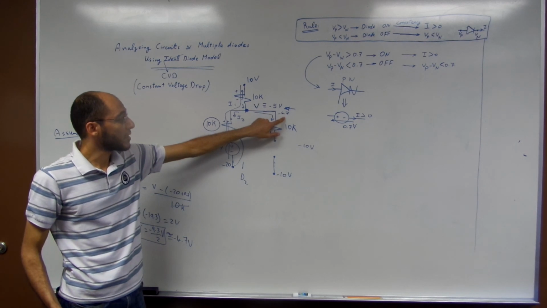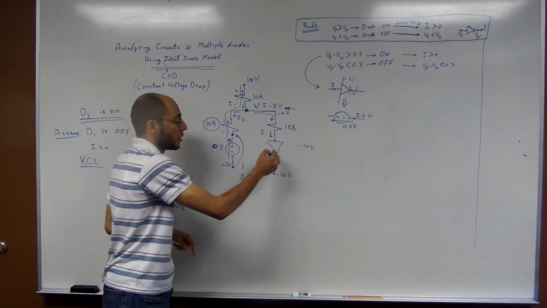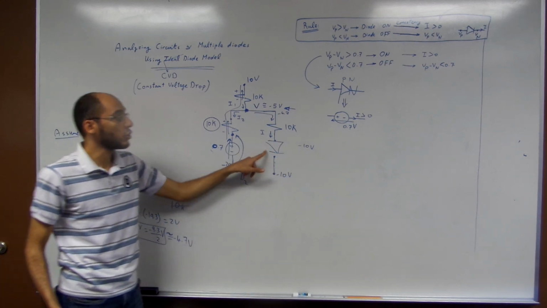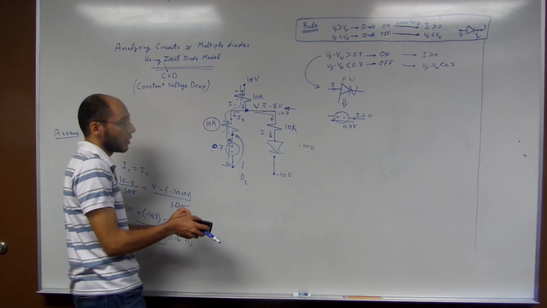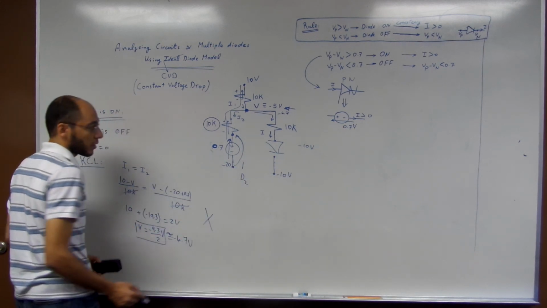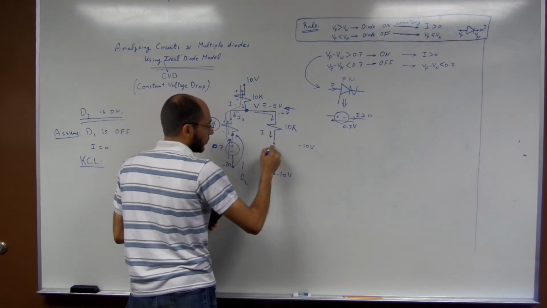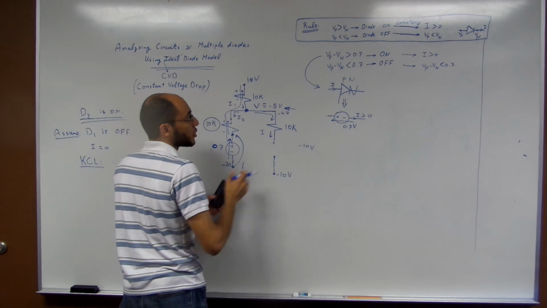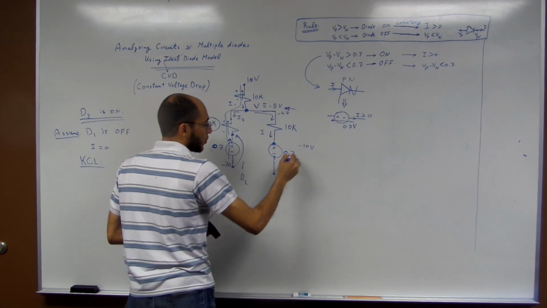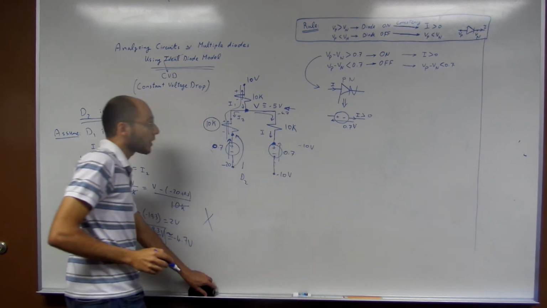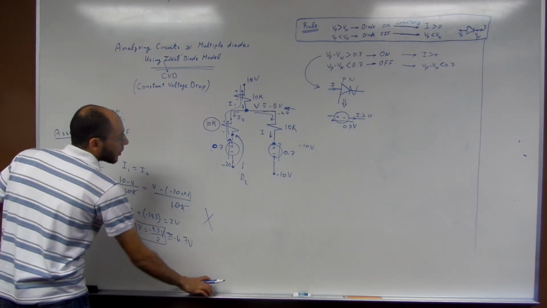Okay, negative 4.7 is higher than the negative 10, which means that this diode is wrong to be assumed to be off. Okay, that's a contradiction, so this solution is wrong. And thus we need to solve it using the other model, which is assuming that the diode is on, plus minus, and that's 0.7 volts. Okay, and thus we want to do the calculation of the current and the voltage.